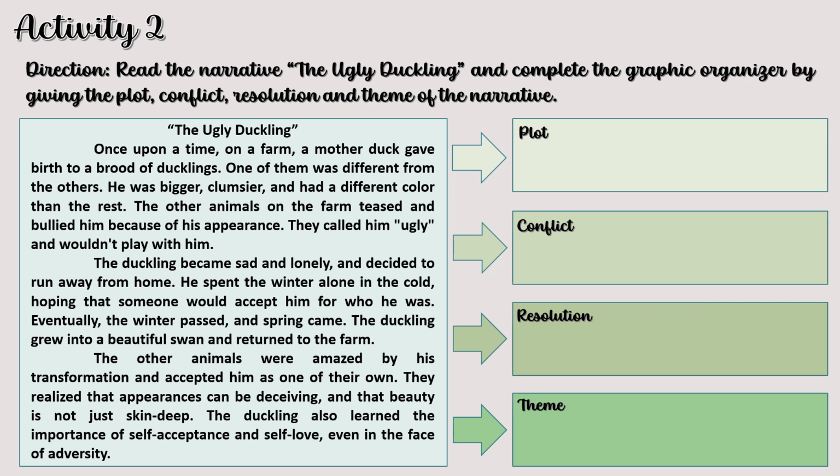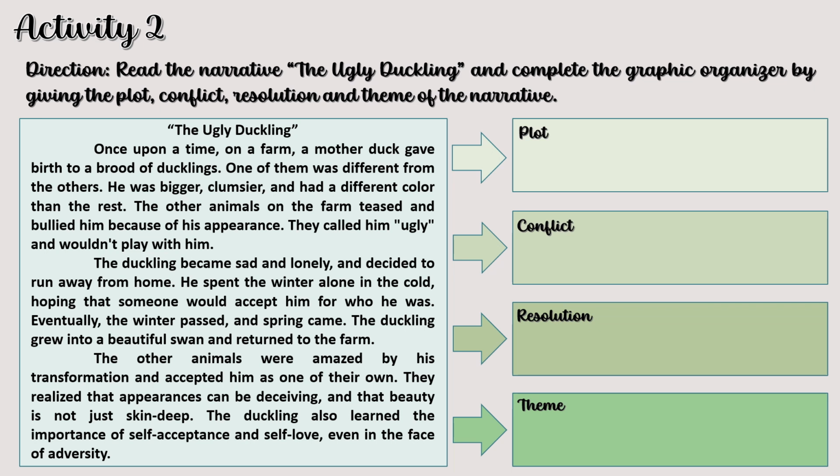The Ugly Duckling. Once upon a time, on a farm, a mother duck gave birth to a brood of ducklings. One of them was different from the others. He was bigger, clumsier, and had a different color than the rest. The other animals on the farm teased and bullied him because of his appearance. They called him ugly and wouldn't play with him. The duckling became sad and lonely and decided to run away from home.